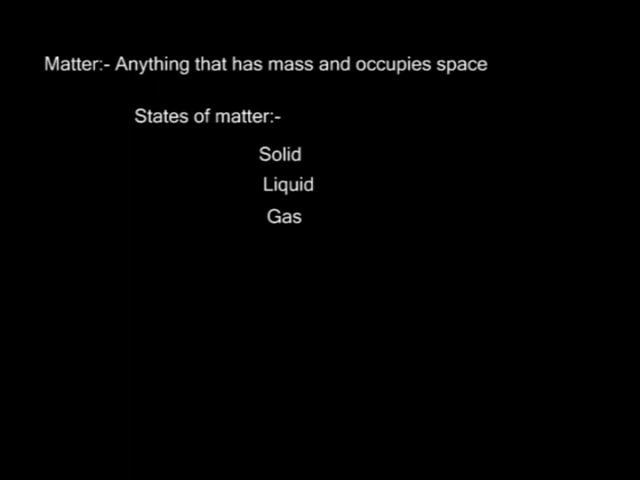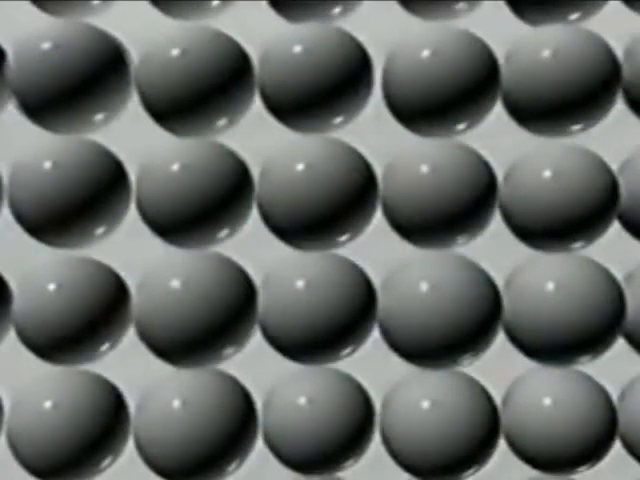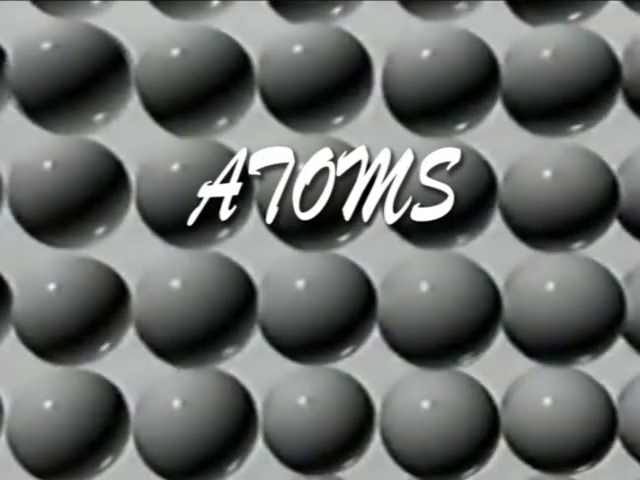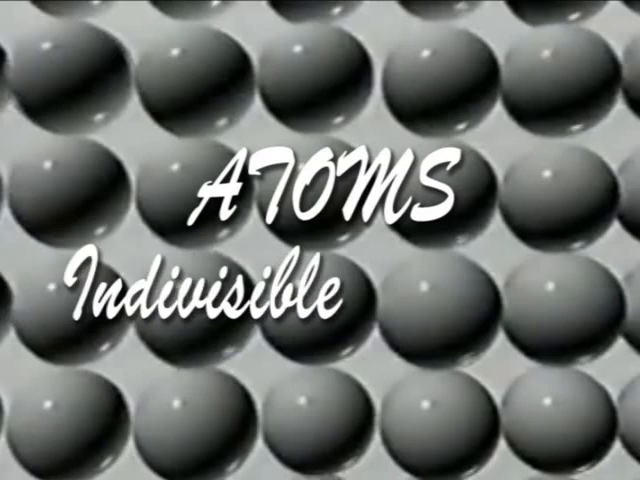For a very long time, people thought that matter was something continuous, meaning that it is one smooth and unbroken thing. But today we know that matter is made up of tiny distinct particles called atoms, from the Greek word atoma, meaning indivisible. So you cannot break an atom further.